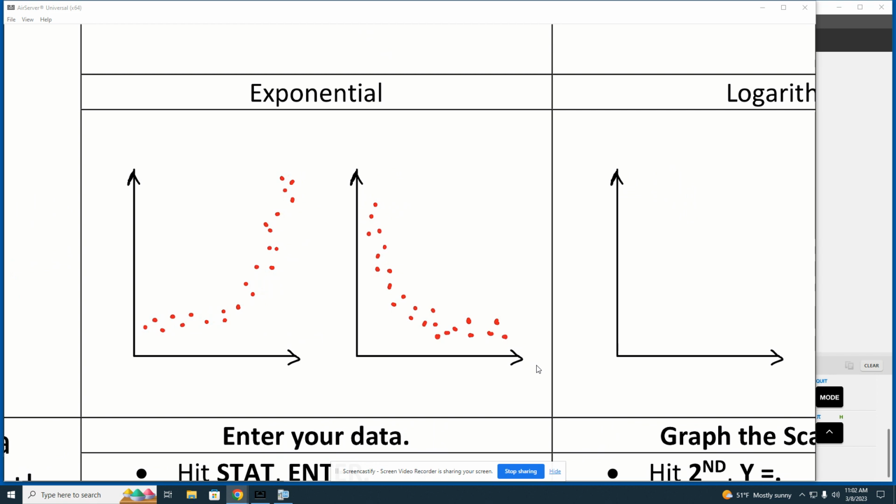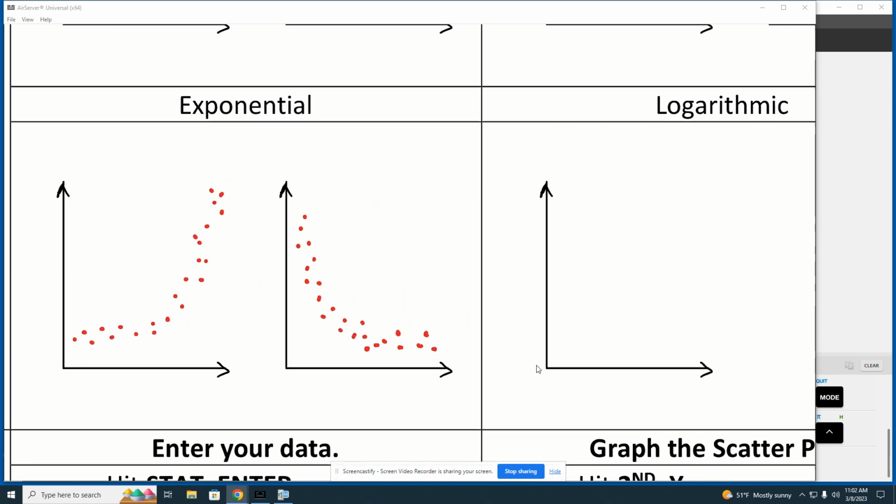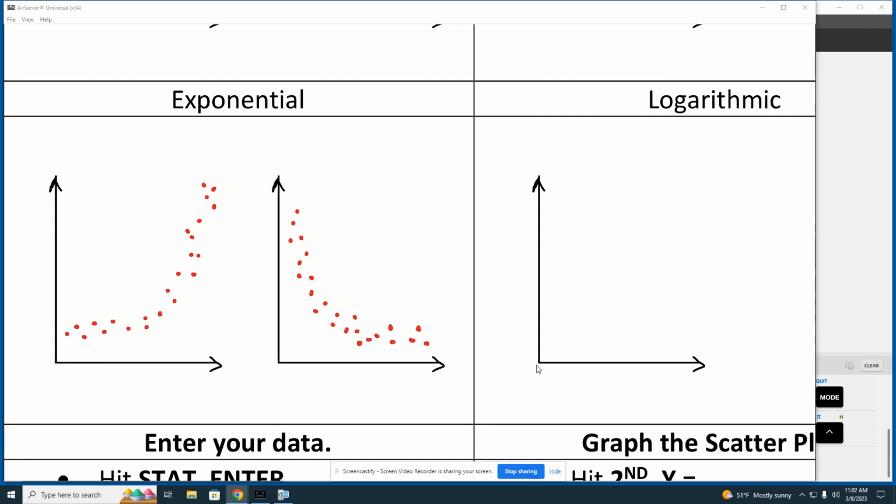And then I would describe logarithmic as the exact opposite of that one that we just drew. A logarithmic is going to start by going up real fast, but then what will it do? It'll start flattening out. Okay?